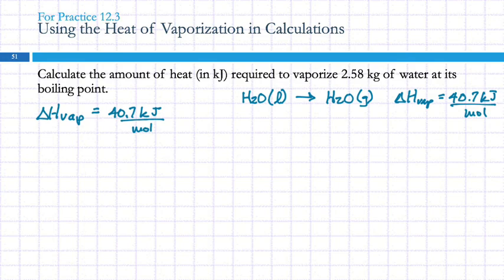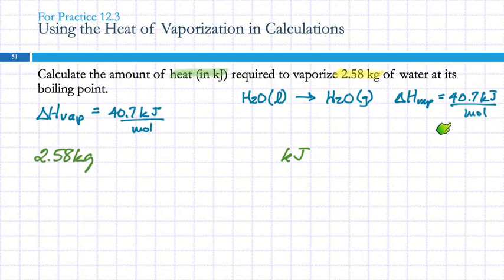So this is a kind of stoichiometry problem. It's all just dimensional analysis. So what they gave us here is 2.58 kilograms of water, and they're asking for heat in kilojoules. So we're starting with the 2.58 kilograms of water, and we're trying to end up with kilojoules. And the hard part is, how do we get from one to the other?